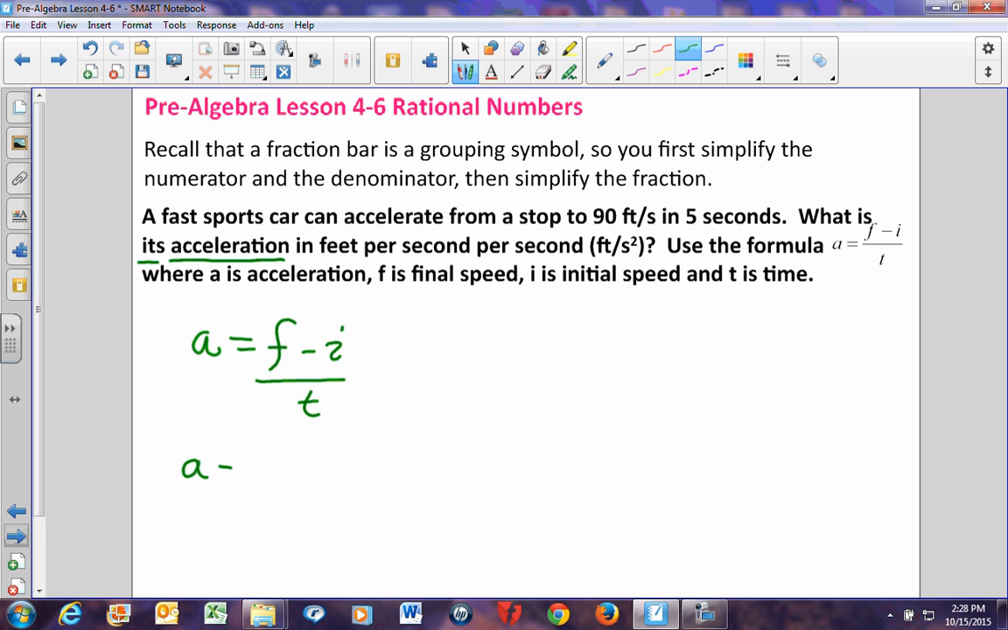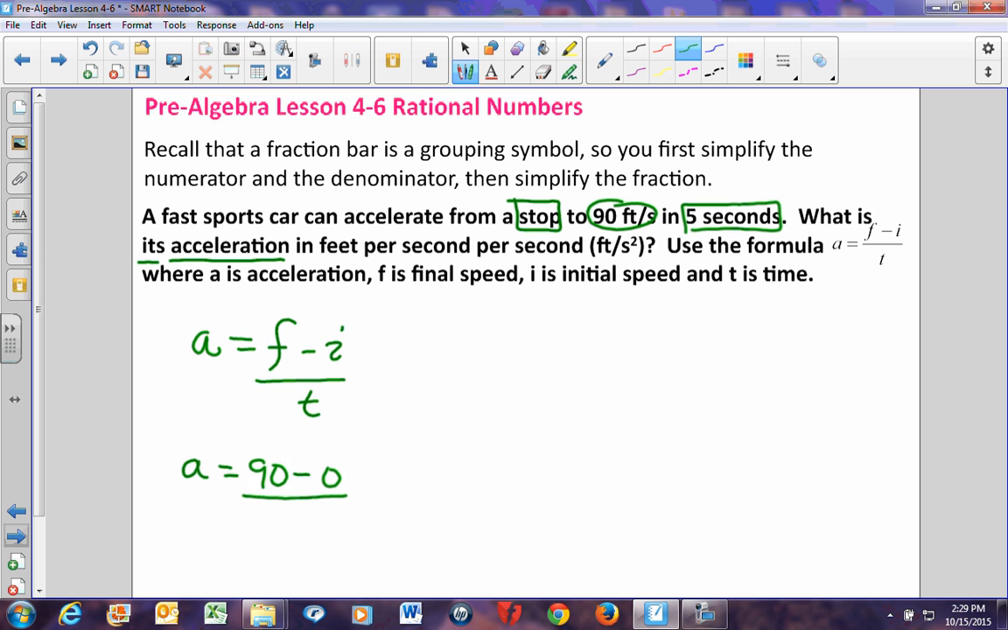So A is going to equal F, the final speed. The final speed is 90. There's our final speed, so we're going to put 90 in for F, minus the initial speed. What's its speed when it's at a dead stop? Hopefully 0 miles an hour, because if you're stopped, you shouldn't be moving anywhere. So that would be 90 minus 0, all over T, which is its time in seconds. In this case, that would be 5.